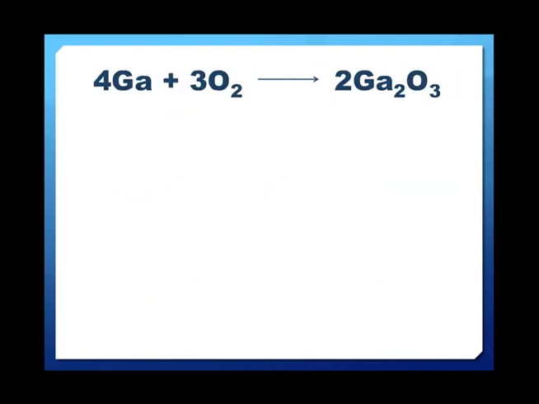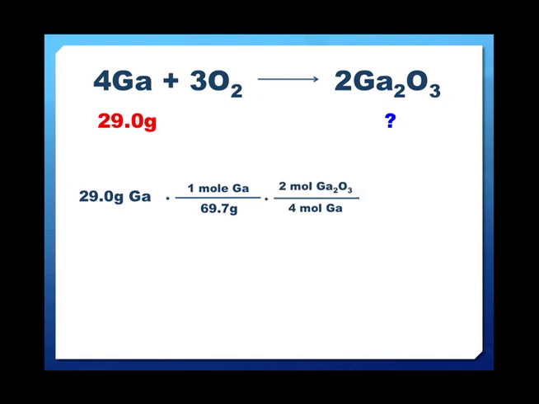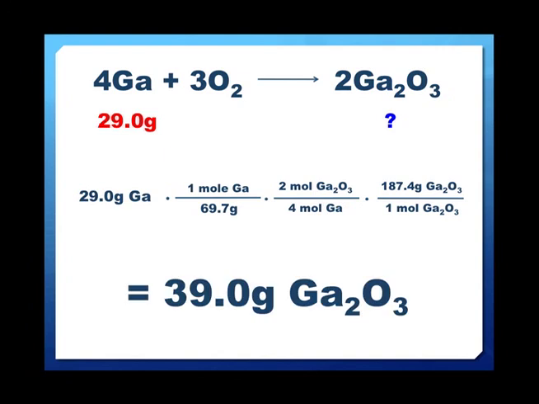Let's try one more for practice. According to this reaction, what mass of gallium oxide can be produced from 29 grams of gallium metal? Again, let's convert our mass into moles of reactant, then use the 2-to-4 ratio from the balanced chemical equation to convert to moles of product, then use the molar mass of the product to convert into the mass of product. 39 grams is what we should get.